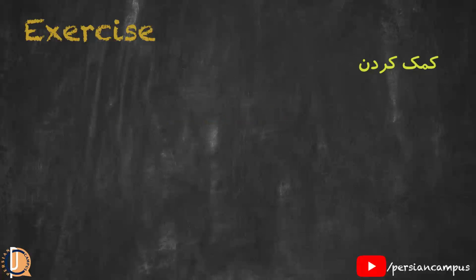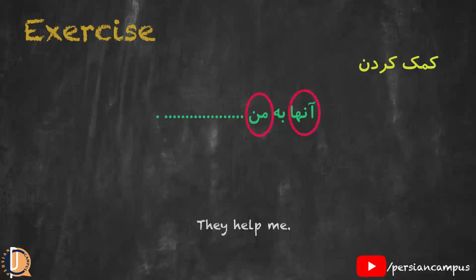Next verb is کمک کردن. آنها به من. Be careful. Here we have two pronouns, but the subject is always at the first position. So the subject is آنها. And you have to conjugate the verb according to this pronoun. That would be آنها به من کمک میکنند.